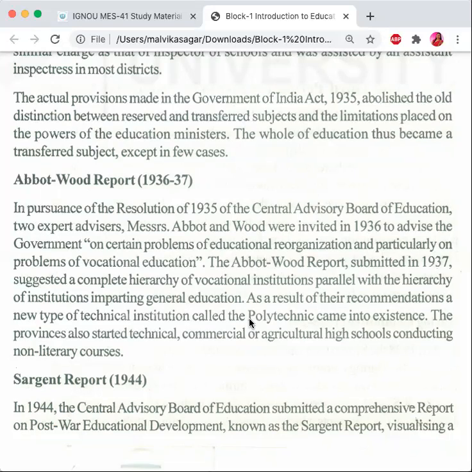If you see here, this is an important point that might come in the examination. They can read out this particular line in a question and might ask you by whom this particular report was given.